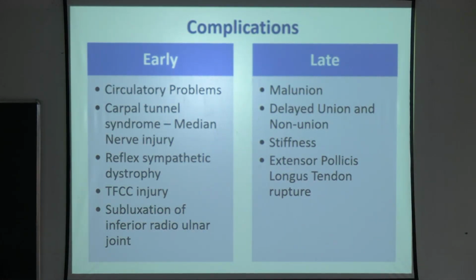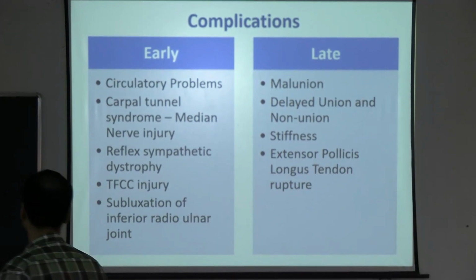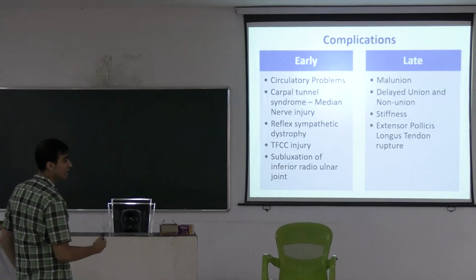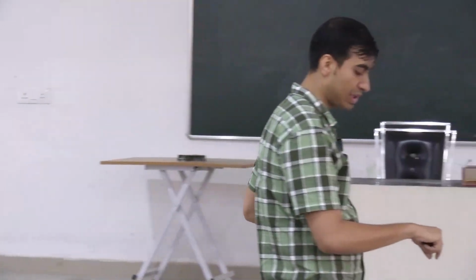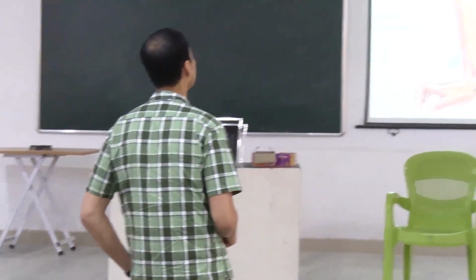Complications, very important part. Early complications are the carpal tunnel syndrome, median nerve injury, you have the reflex sympathetic dystrophy, you can have TFCC injury, and you can have subluxation. Late, very, very common is you have a deformed wrist. So that is called a malunion. Unlikely it goes into non-union, it is not much of a non-union. And you have stiffness and extensor pollicis longus, EPL rupture. You have a tendon over here that can get ruptured. Okay. This is for academic purpose, not much of understanding here.